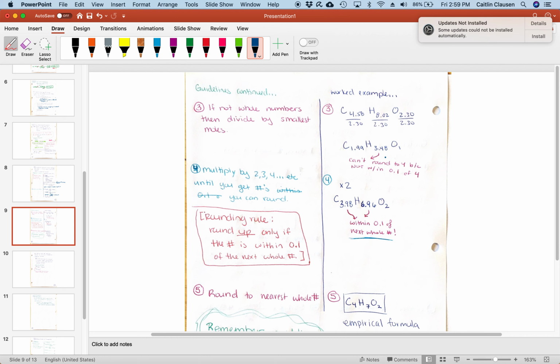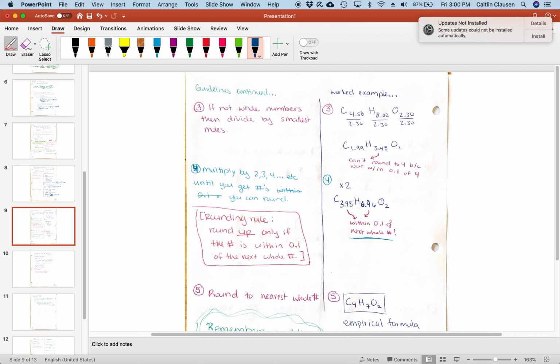1.99. So because one of them is not within 0.1, we're going to multiply before we round. So let's start by multiplying with 2. Hopefully that's enough. In this case it is, so we can stop. If I multiply these by 2, now oxygen is 2, hydrogen is 6.96, carbon is 3.98. Now I'm going to check 7 minus 6.96, 0.04. That's within 0.1 of 7, so I could round that one.